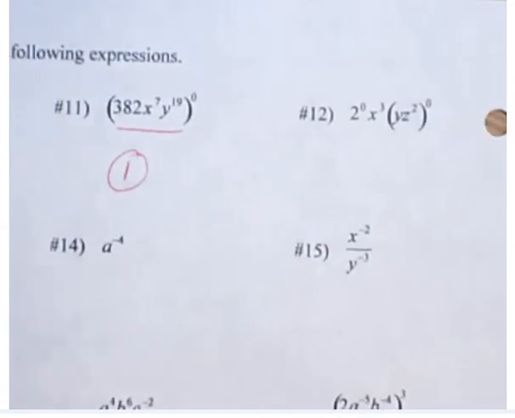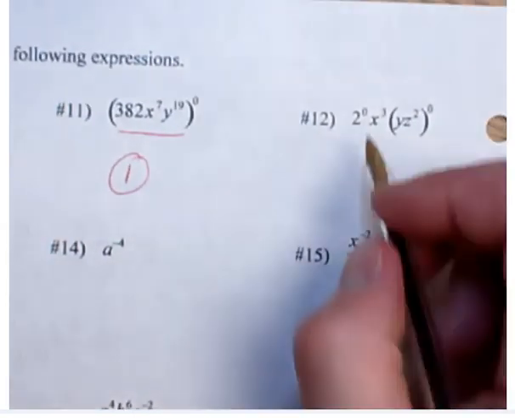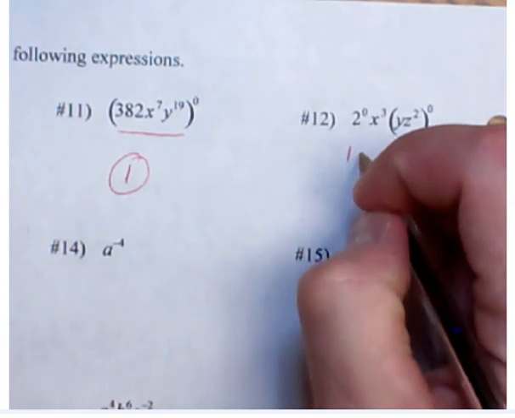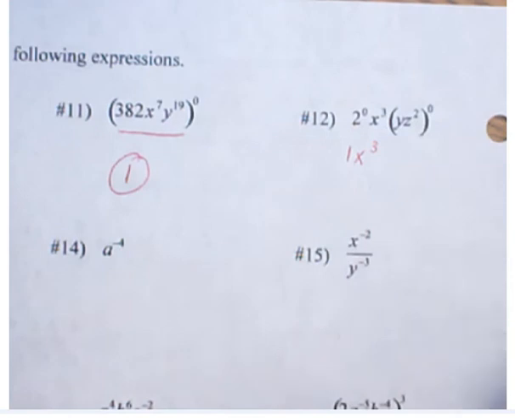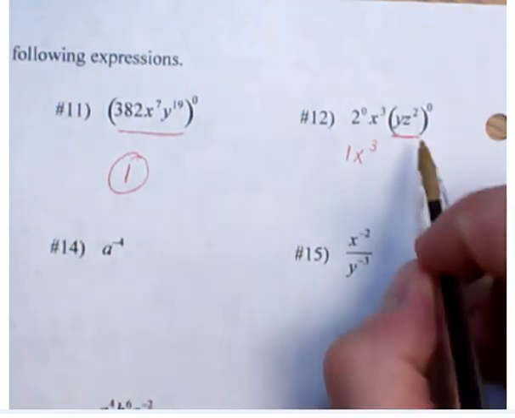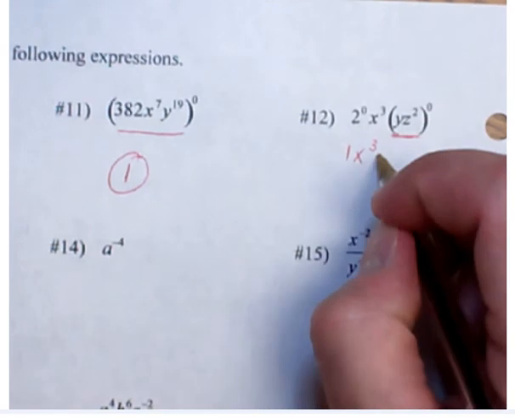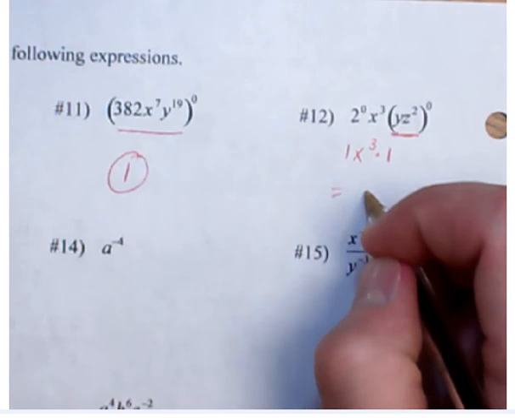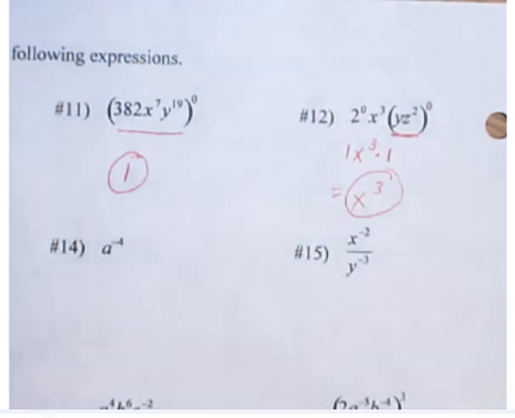Now number 12, you got to be careful here. You have 2 to the 0, which is 1. Then you have x to the 3rd. That doesn't change. Then you have this parentheses raised to the 0. Now this whole thing to the 0 is just 1. So you have 1 times x cubed times 1, which is just x to the 3rd. That's it.